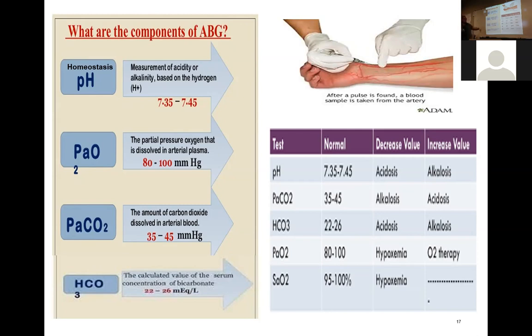CO2, 35 to 45. That's the carbon dioxide. That's the waste product from breathing. And then the bicarb with the kidneys and intestines.